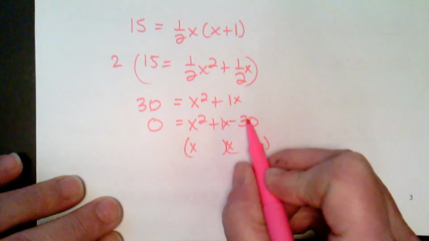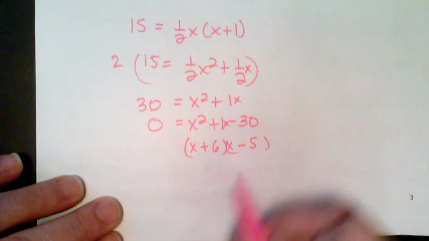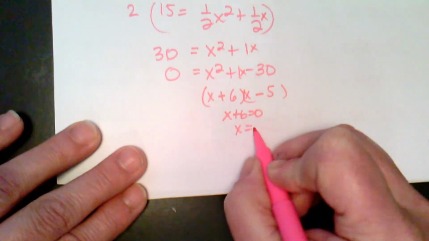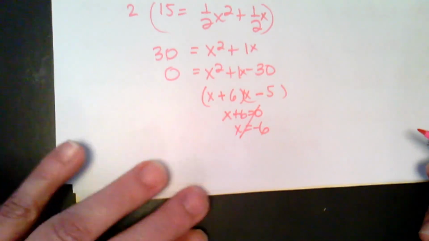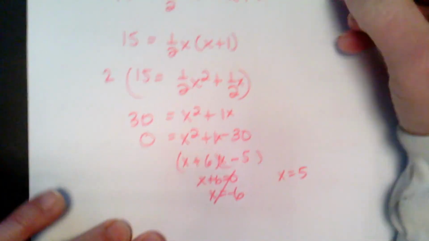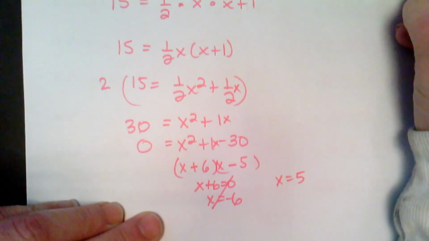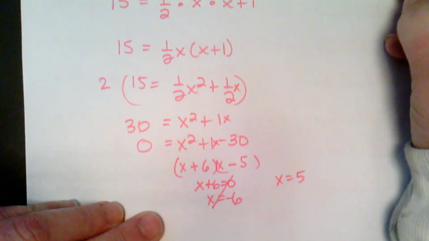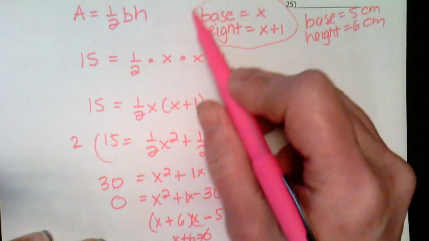So we want it to be 30 and 1, so it's 6 and 5. We need the middle to be positive. So again, if I set this to 0, I get a negative number. There's no such thing as a measurement that is negative. But the other one would be 5. So my base is 5 centimeters. And then I add 1, and I get 6 centimeters. So we use what we defined at the beginning.